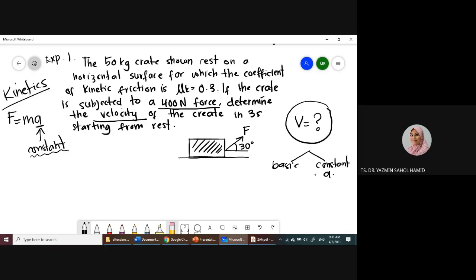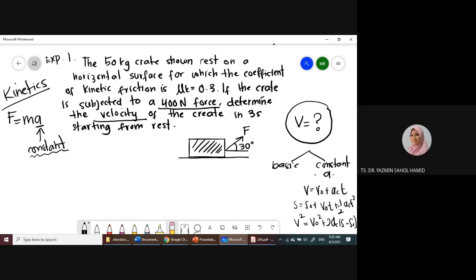Now, remember there are three types of constant acceleration formula. Remember? What is it? V equals V naught plus a_c t. Then s equals s naught plus V naught t plus half a_c t squared. And then one more: V squared equals V naught squared plus 2 a_c (s minus s naught).